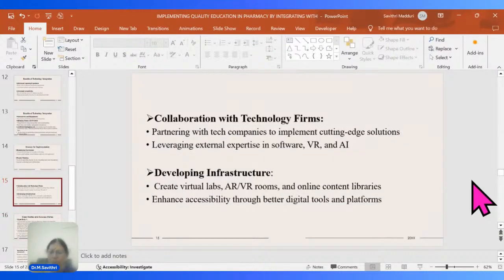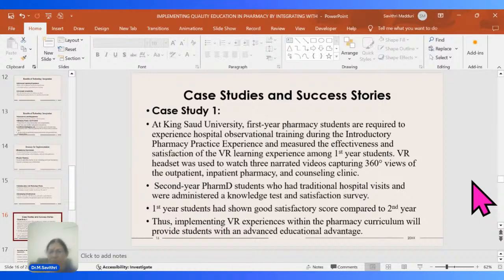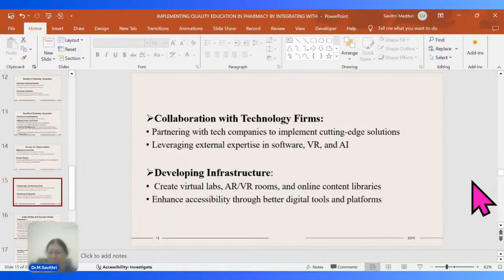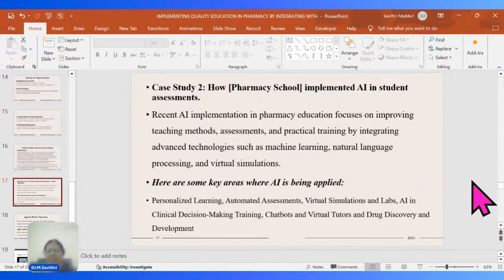And when it comes to another case, I don't know where I have missed. Okay, sorry. Coming to case study 2, on how a pharmacy school implemented artificial intelligence in student assessment in one university. Recent AI implementation in pharmacy education focuses on improving teaching methods, assessments, and practical training by integrating advanced technologies such as machine learning, natural language processing, and virtual simulation.